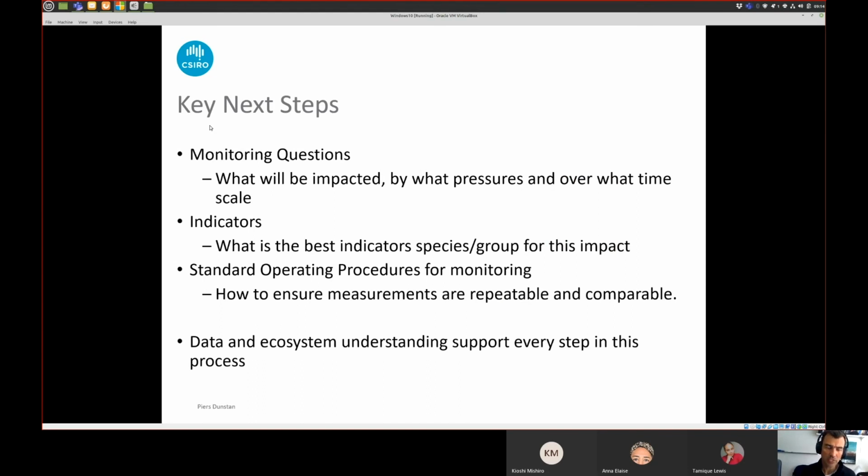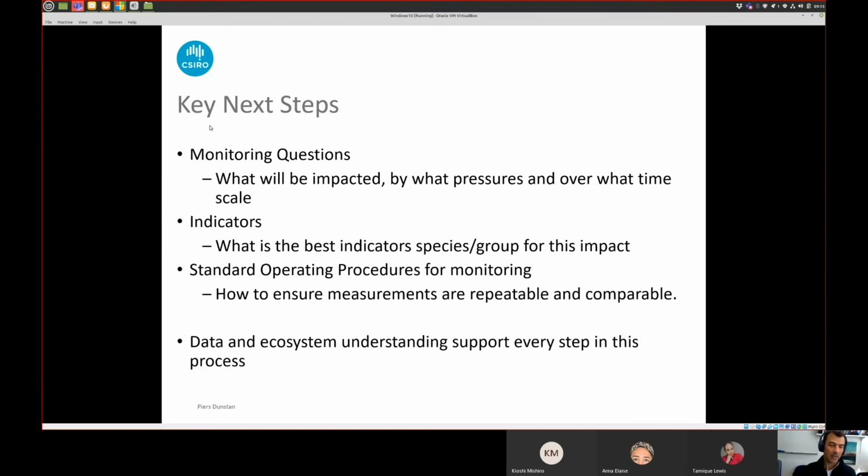The key next steps out of this process. So we've worked through that process of doing an assessment and identifying where the cumulative impacts are going to be and where potentially we might want to be monitoring. The next steps, should they be taken, would be to start to identify the monitoring questions. What will be impacted by what pressures and over what timescales? What the indicators will be, what the best indicators for our species groups for this impact might be, and standard operating procedures for monitoring. We want to ensure that any measurements that are taken are repeatable and comparable.